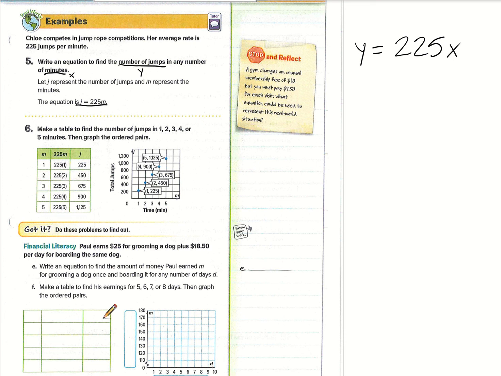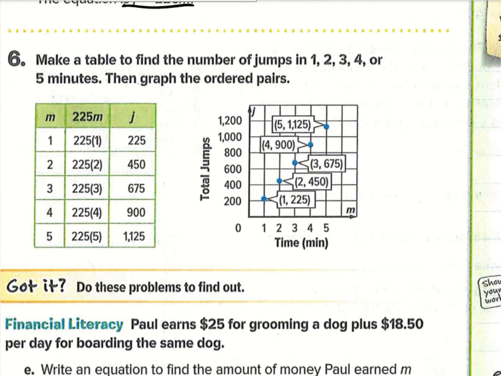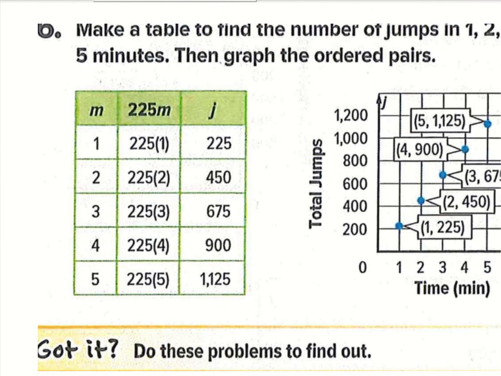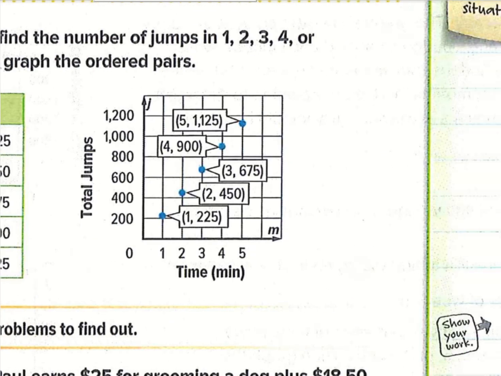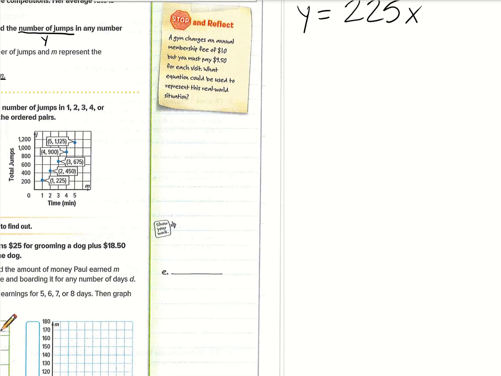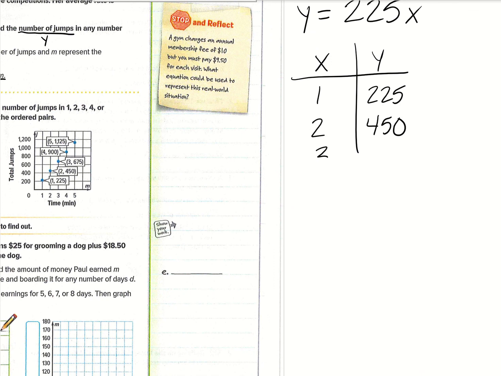All right. So we've got our equation. Then number 6 says make a table to find the number of jumps in 1, 2, 3, 4, or 5 minutes. Then graph the ordered pairs. So they went ahead and did that. I'm not going to take the time to do it. I'm just going to show you here. So they have the table here. All right. Typically, I'm just going to do x and y. Right. So I would just do x and y. And then it'd be 1 minute is 225. 2 minutes is 450. 3 minutes is 675, and so on.